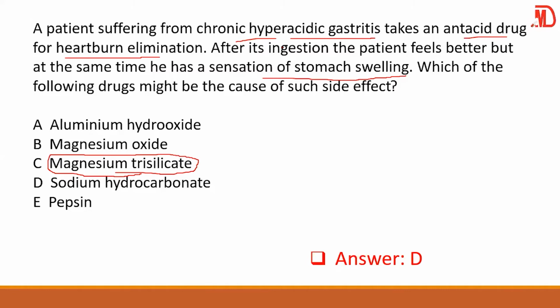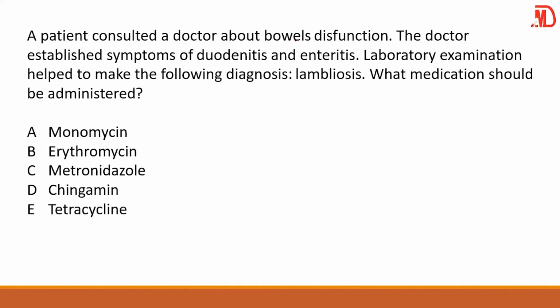All right. So we have a patient who consults a doctor about bowel dysfunction. The doctor established symptoms of duodenitis and enteritis. Now, laboratory examination helped to make the following diagnosis: lambliasis. What is the medication used? Ladies and gentlemen, we talked about this in our first video. We said any organism caused by Entamoeba, Trichomonas vaginalis, Giardia, and all of these things, what do you give? You give metronidazole. So over here, your answer is metronidazole, as simple as that. Antiprotozoal. Metronidazole. All right.